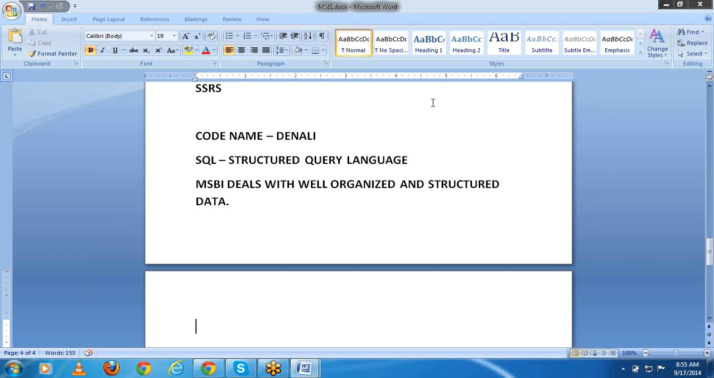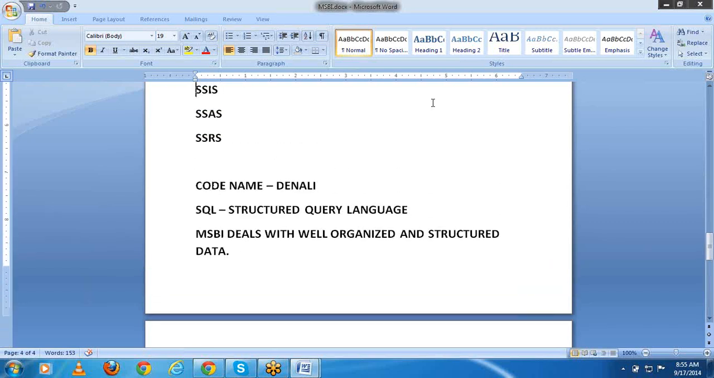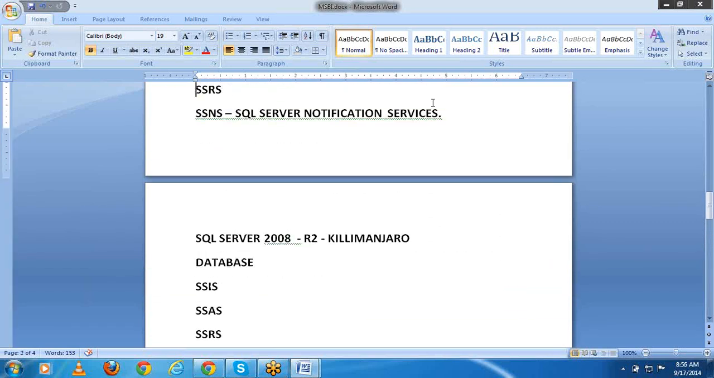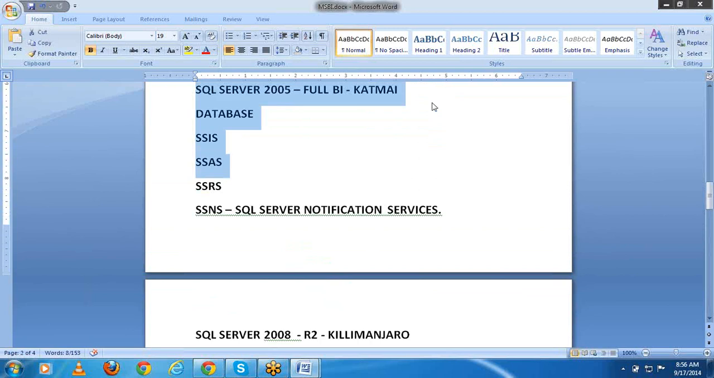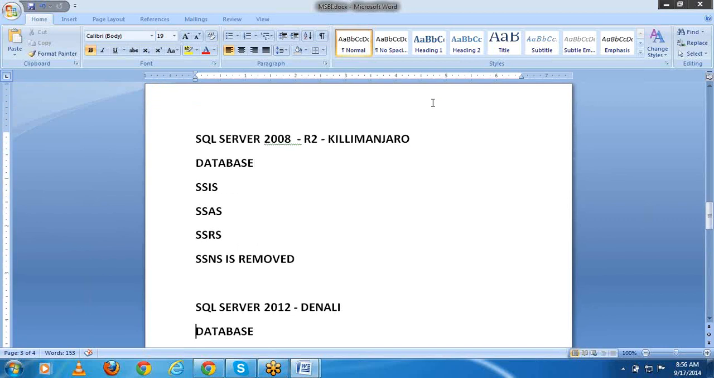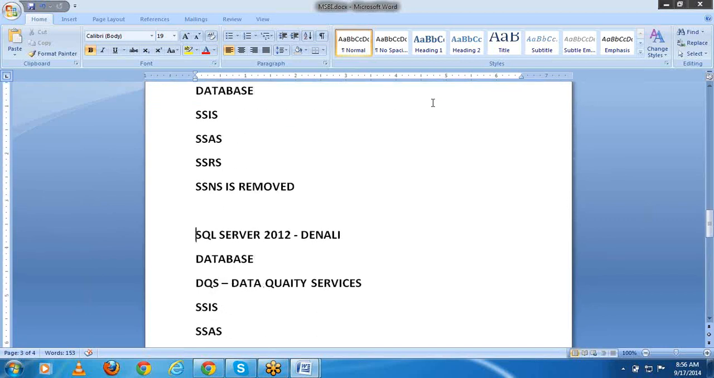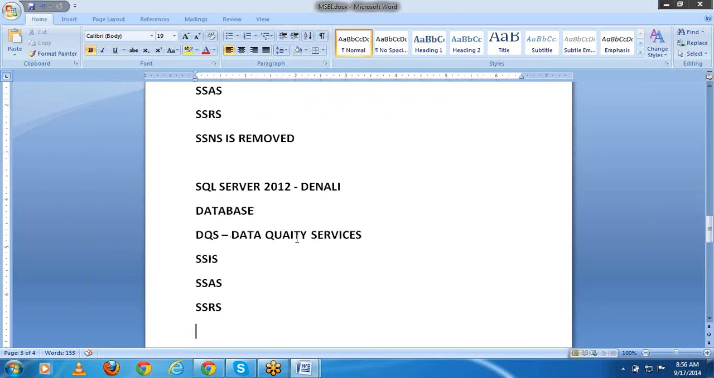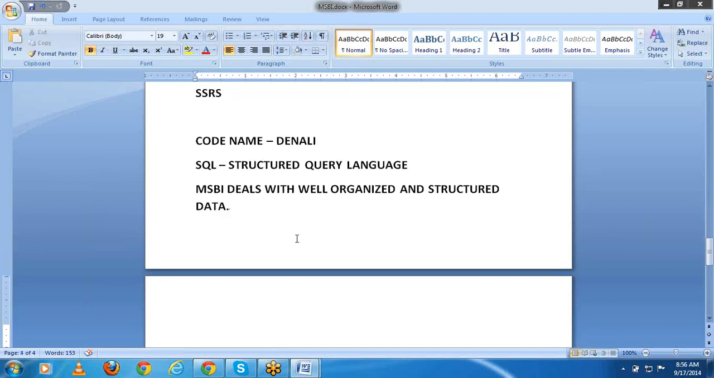Every version, we have seen every version, right? Version 2008, 2012, 2005. What are they changing? They are not making changes to the tools as such. They may make some look and feel changes, but they are trying to give the power to handle more data. They are trying to increase the capacity to improve the performance.